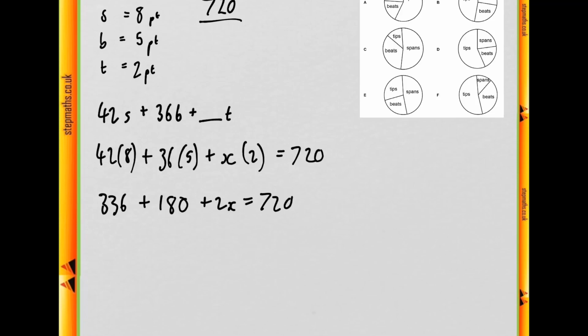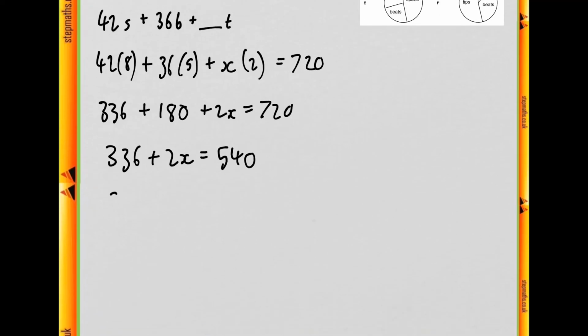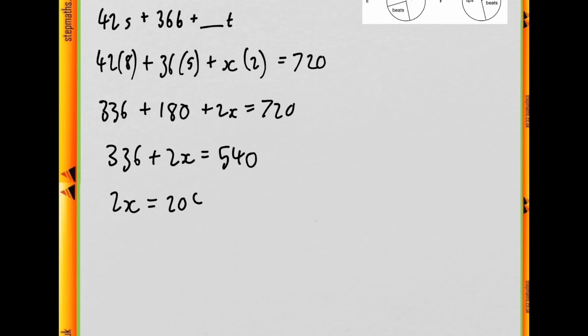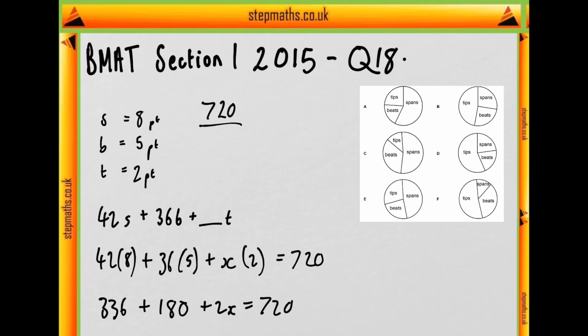So we should be able to subtract this by first working out what these two are when added together. Actually, first what we'll do is we'll subtract 180 from 720, which we know 336 plus 2x would then equal 540. Then all we'd have to do is say 2x equals 540 minus 336, which is 204. X is 102, i.e. the number of tips, so let's fill that in here, 102 tips.